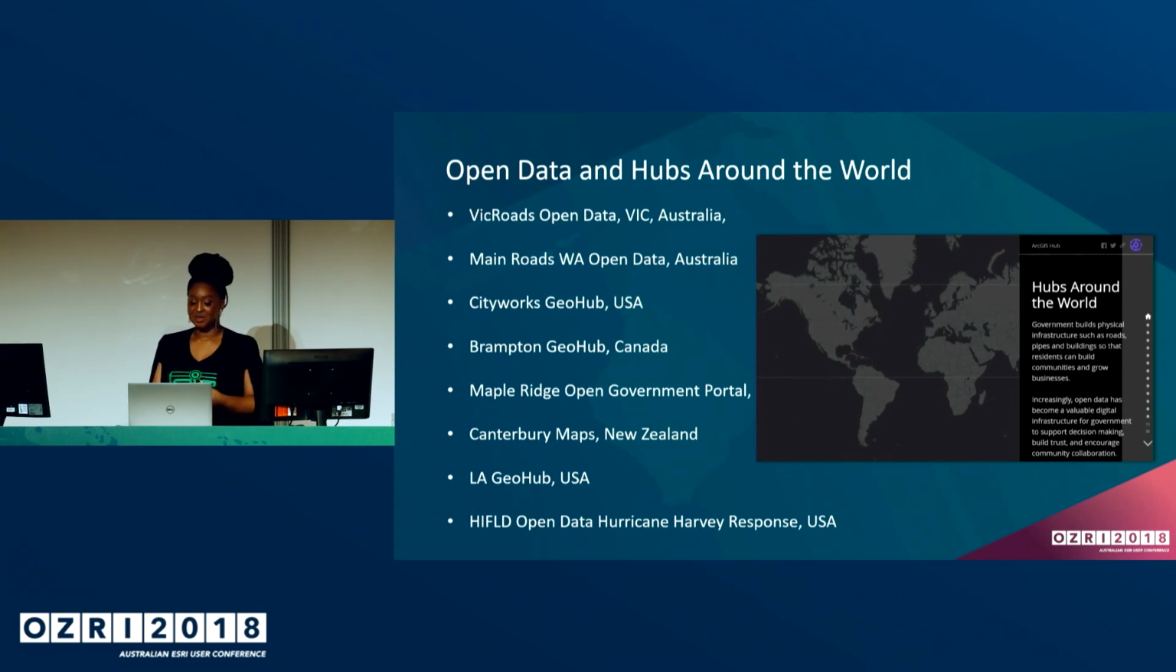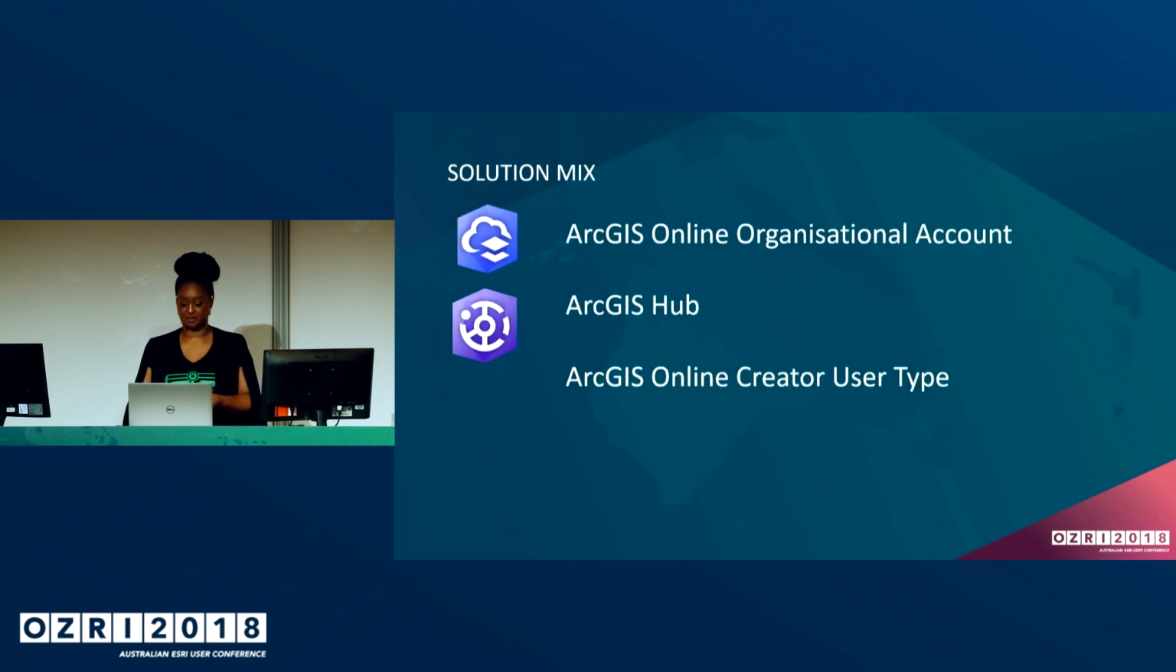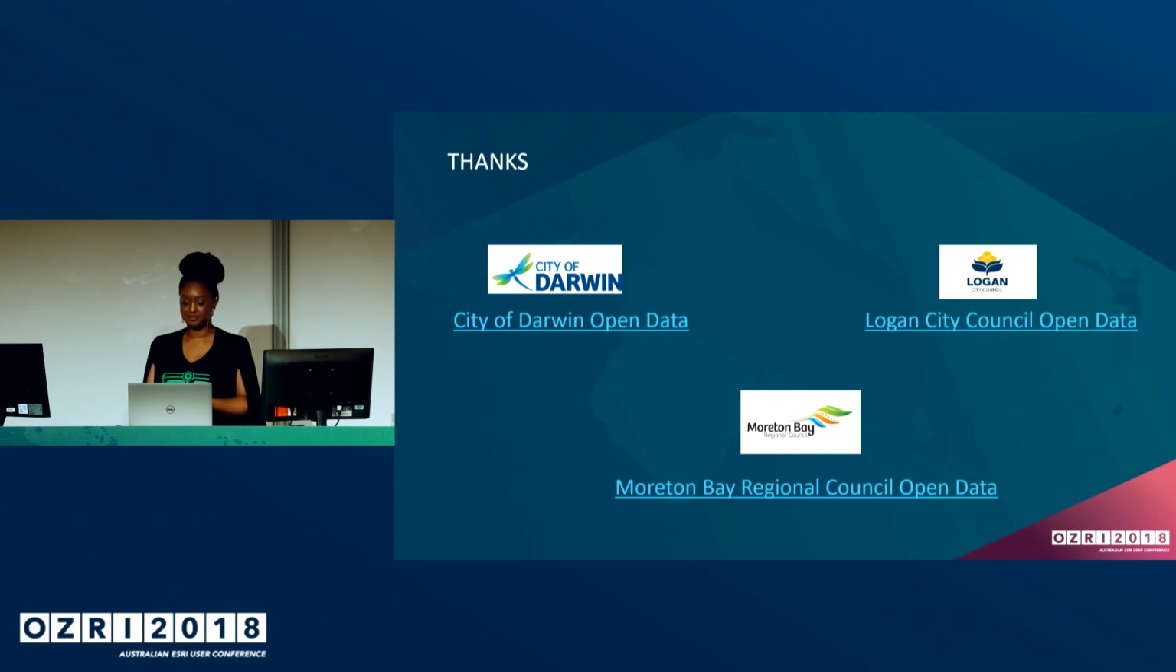There's heaps and heaps of open data and hubs around the world that are currently in use, so please look up the Hubs Around the World story map for more information. As part of my solution today, I used ArcGIS Online organizational account, Hub, including the community account, and my ArcGIS Online creator user type. Many thanks to City of Darwin Open Data, Logan City Council Open Data, as well as Morton Bay Regional Council for allowing us to access their open data sites.